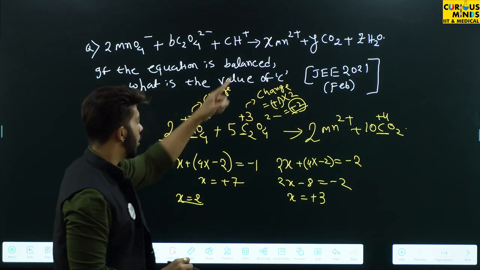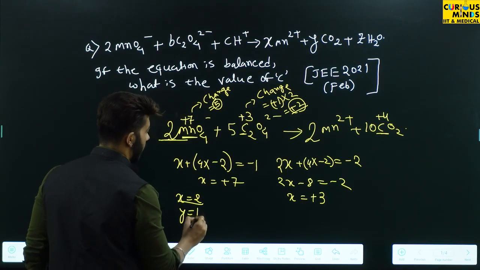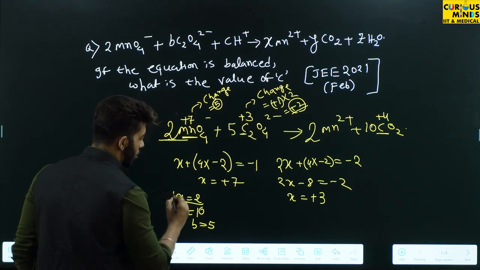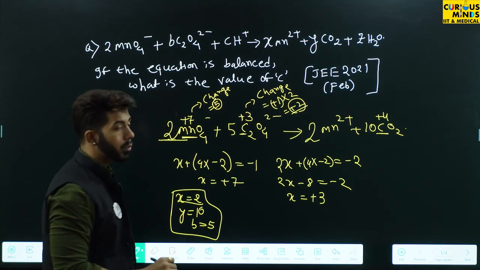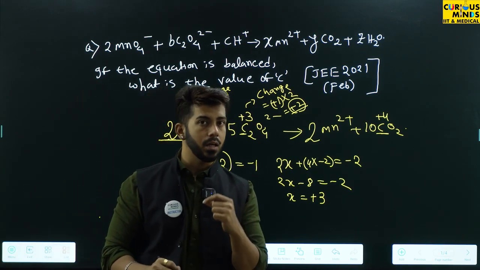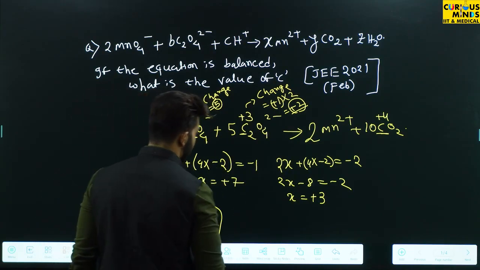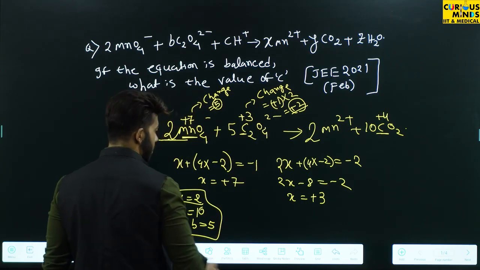Okay. So you also got Y. Y is 10. Also you got B. B is 5. So you got these things. But what you have to find out is C. Neither X nor Y. So what you have to do now, you have to do the charge calculation. So let's do the charge calculation.